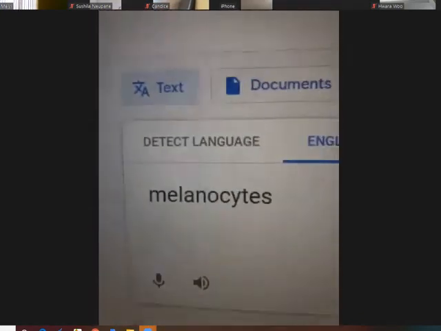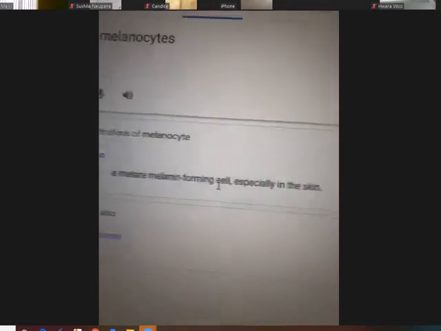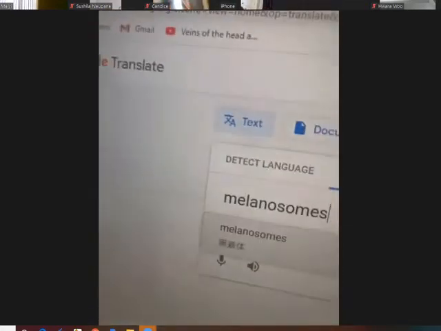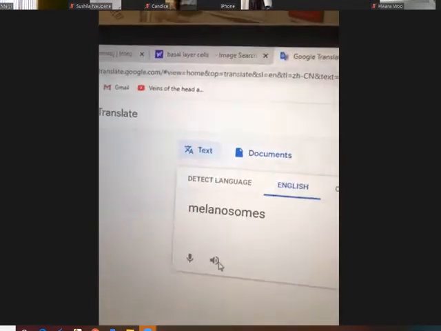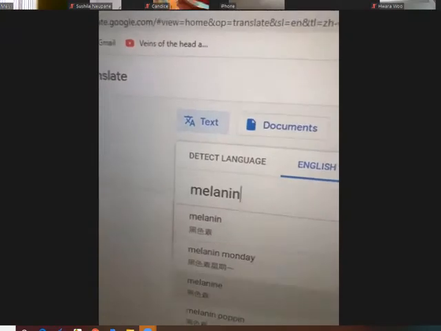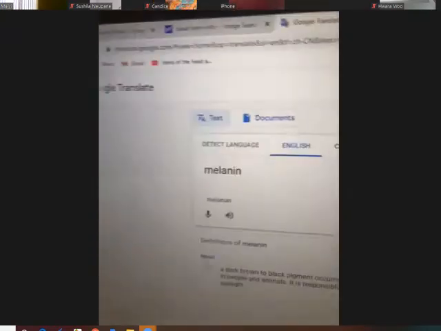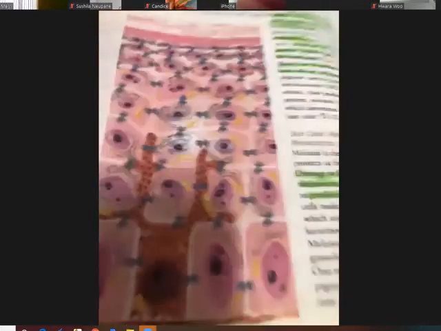Okay, melanocytes is the cell, the pigment cell. Melanosomes are the pigment granules. And then melanin. So don't get confused.